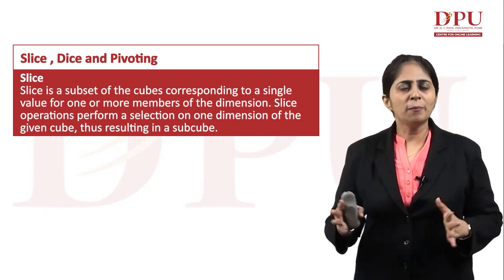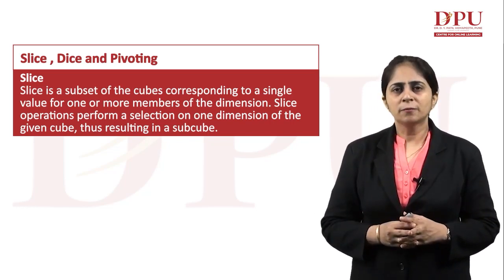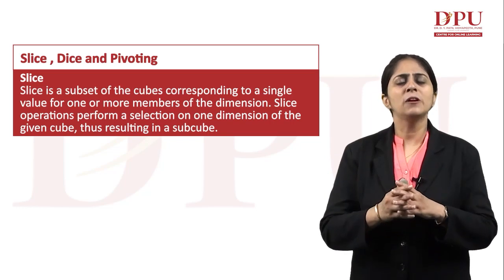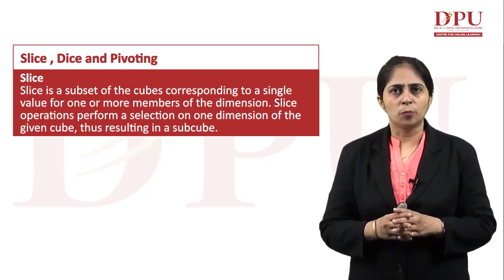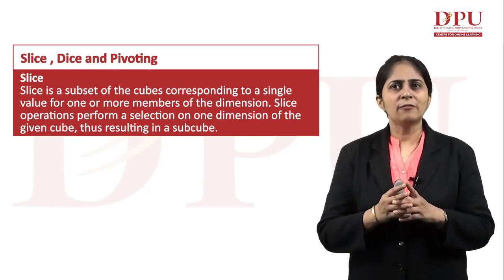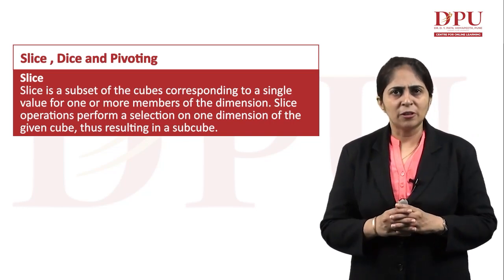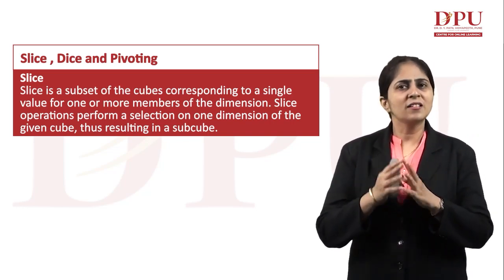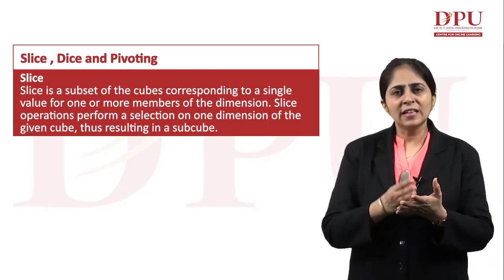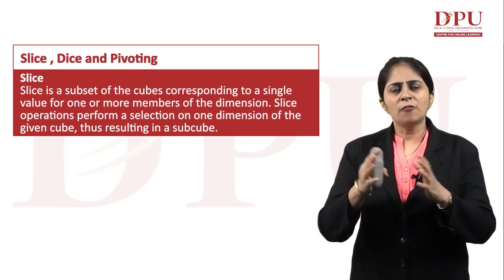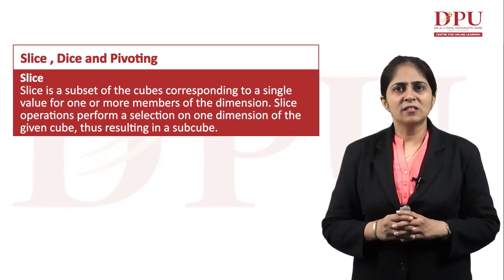Like we have a whole multi-dimensional cube in which there are a number of dimensions on the basis of which we can analyze our data. Now we want a subset of the cube corresponding to a single value for one or two or more members of the dimension. For example, a slice operation is executed when the customer wants a selection on one dimension of a three-dimensional cube, resulting in a two-dimensional slice.